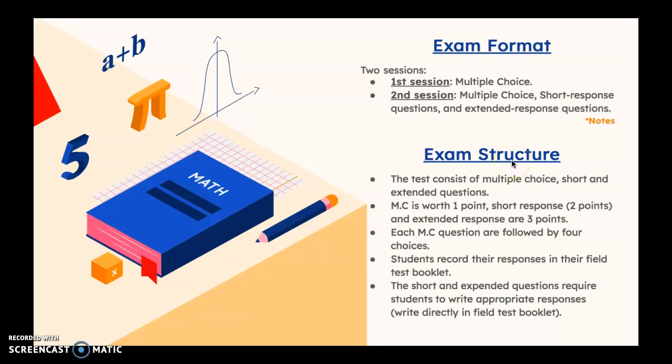And so the exam structure. So the exam, as mentioned before, consists of multiple choice, short, and expanded questions. So the multiple choice are worth 1 point, while the short responses are worth 2 points, and the expanded responses are worth 3 points. Now the multiple choice questions are followed by four choices, of course, choosing one as the correct answer. And students are to record the response in their field test booklet. And for the short and expanded questions, students are required to write an appropriate response.